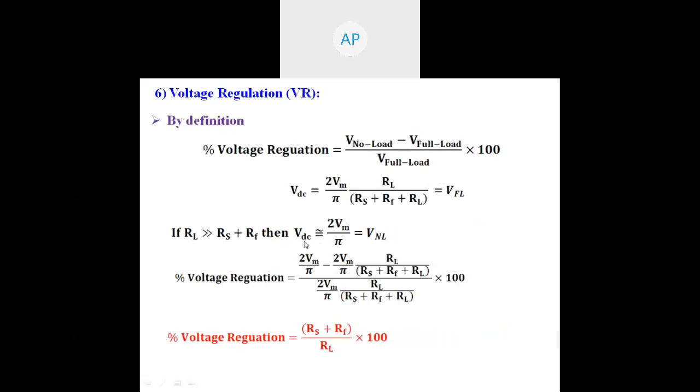If load is not connected, then the transformer secondary voltage is available, which is 2 Vm divided by pi. So if you simply plug all these in, again you will have the voltage regulation expression as Rs plus Rf divided by RL into 100. So this voltage regulation is the same as with a half-wave rectifier. From the voltage regulation point of view, there is no improvement in the full-wave rectifier.